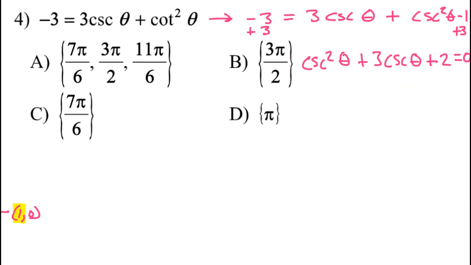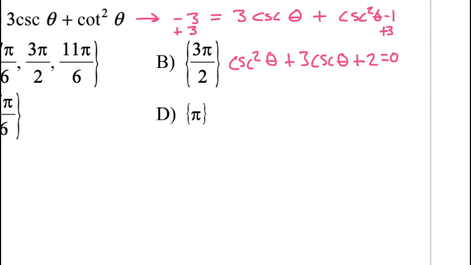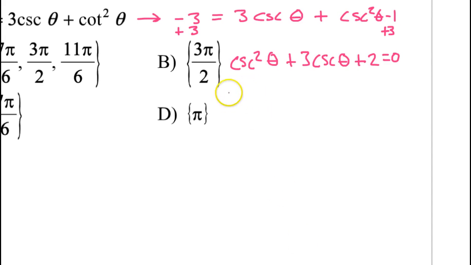So I'm betting this is going to be factorable. I'm going to have to get the space going over here. I bet this is going to be factorable, so let's go to it. Cosecant squared can only be factored as cosecant times cosecant. 2 can only be factored as 2 times 1.